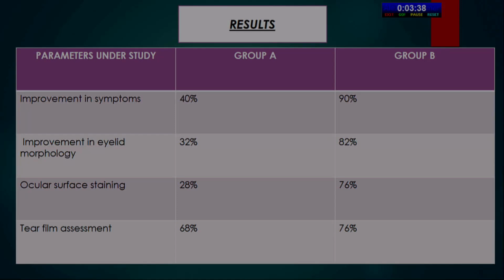Coming to our results, while we see improvement in symptoms in group A, there is 40%, and in group B it is 90%. Improvement in eyelid morphology is seen in 32% in group A and 82% in group B. Ocular surface staining, betterment is seen in 28% in group A, and in group B it is 76%, whereas tear film assessment is almost the same in both the groups, that is 68 and 76% respectively.